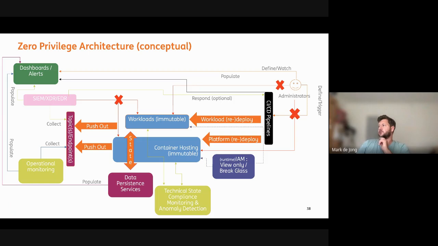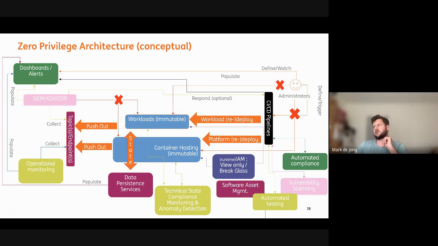Other important parts of this entire flow are that you need to have automated compliance, vulnerability scanning, automated testing, and software asset management as well. But the important thing here is that they also interface with the CI/CD pipeline and not with the runtime. So everything goes via CI/CD. And that's the source of truth for everything. There's just a correlation between what's actually running, mapping to the artifacts created in the CI/CD pipeline.